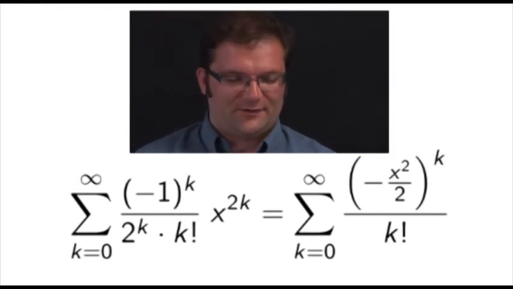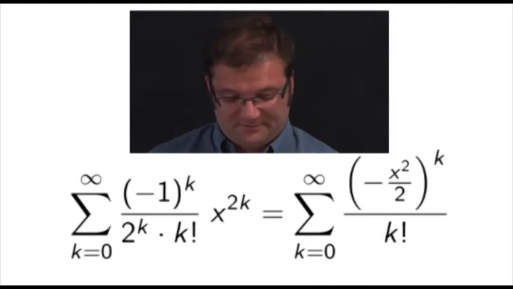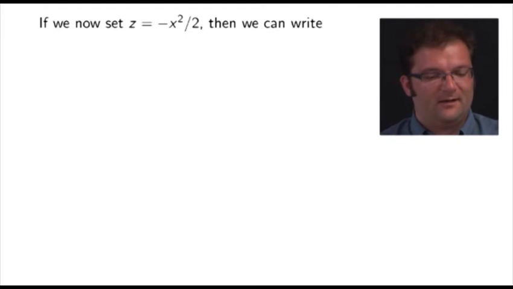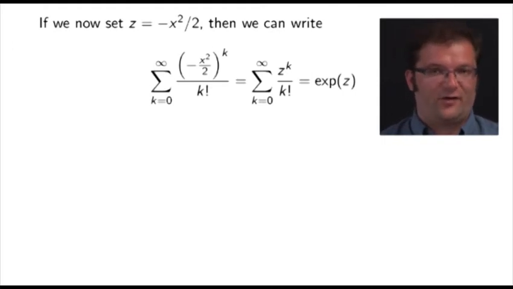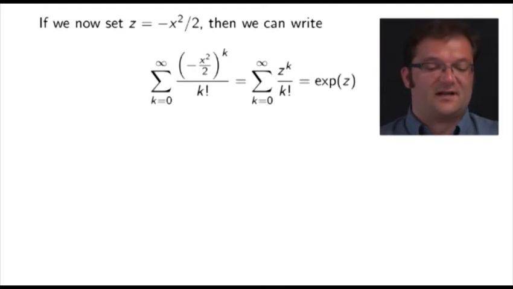And this is very similar to the series of the exponential function that we saw in the example. And indeed, we can use this. If we just set a new variable z as -x²/2, then our series simply becomes the sum from k equals 0 to infinity of z^k over k factorial. And we know what this is from the example. That's the exponential of z.